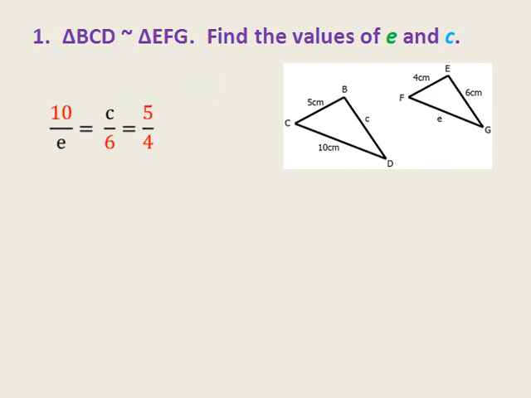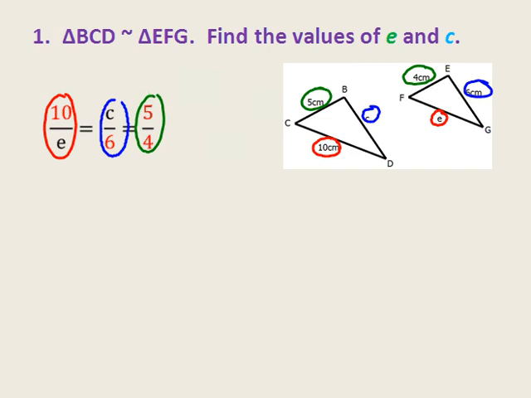Now, what's confusing is where all these numbers come from. Well, the 10 and the E, those are partners. So this E matches the 10. That's where this came from. And the 5 and the 4 match too. And so do the 6 and the C. They're right there. I'm going to use each of these matches to figure out my answer.